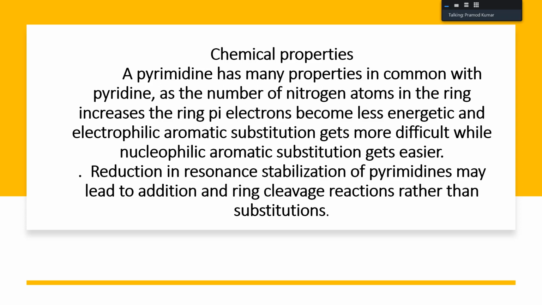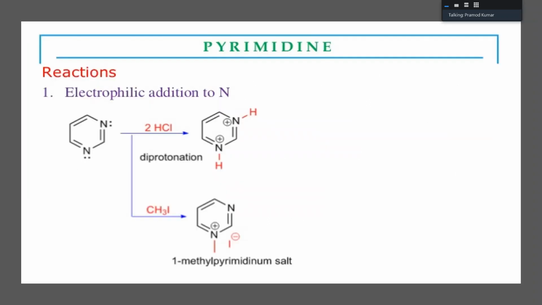As the number of nitrogens increases, the pi ring becomes less energetic, and electrophilic substitution reaction is more similar to that of your pyridine. Pyridine also does not easily undergo electrophilic substitution reaction. It only undergoes nucleophilic substitution. Aromatic substitution reaction is easier. Now let's go for the reactions. First is what? Electrophilic substitution reaction.